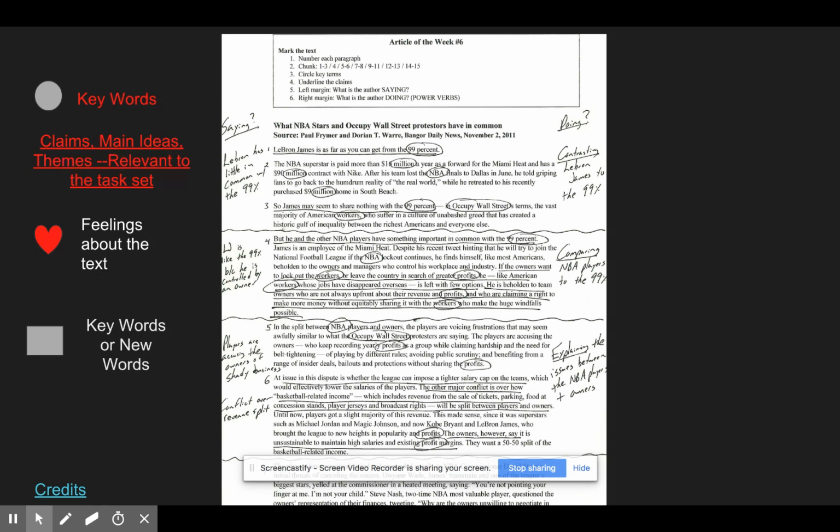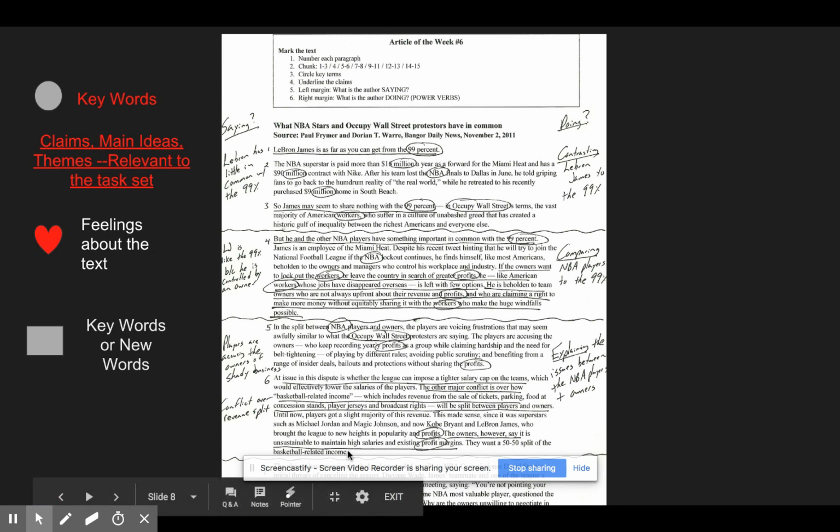You can note with a symbol feelings about the text. So you can put a heart shape, and then you can write what you're feeling. Maybe you're like anger next to it. And then box any keywords or new ideas. When I say that, it's like those main key points.